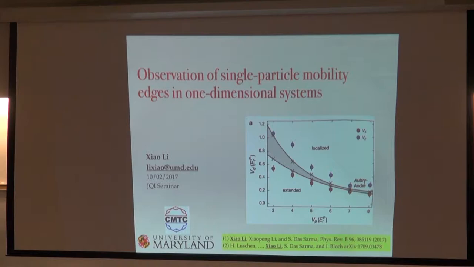Because it not only has the extended phase and localized phase, but in the middle, there is an intermediate regime where both types of states can coexist. And this is the first observation of such a mobility edge in one-dimensional systems. So I'm very excited to tell you about it today. If you want to learn more, these are the two references where you can look up some details.